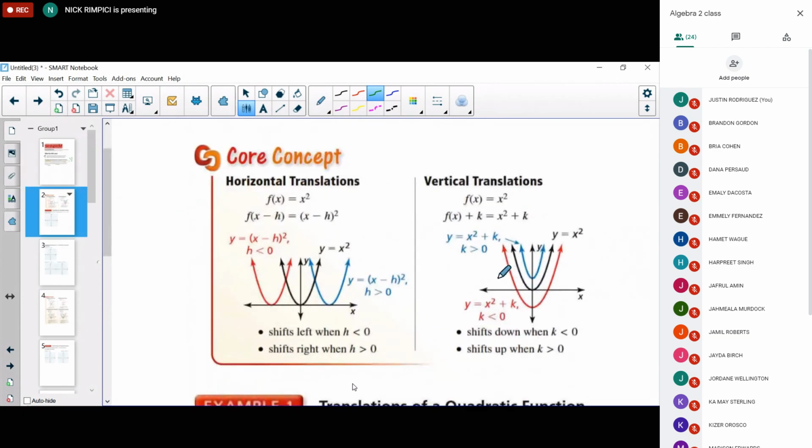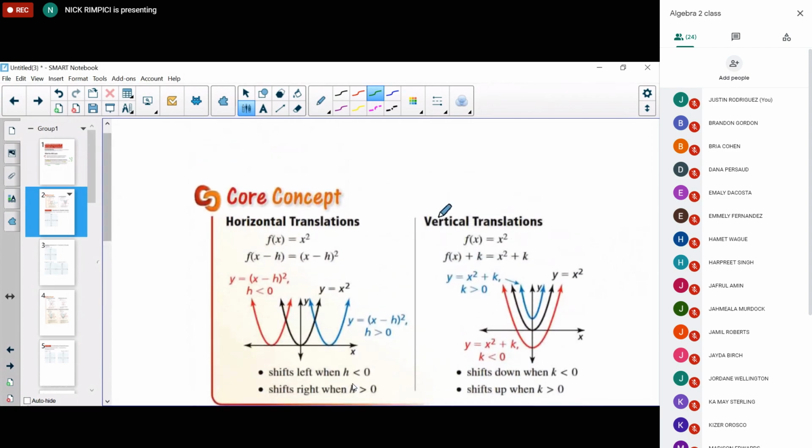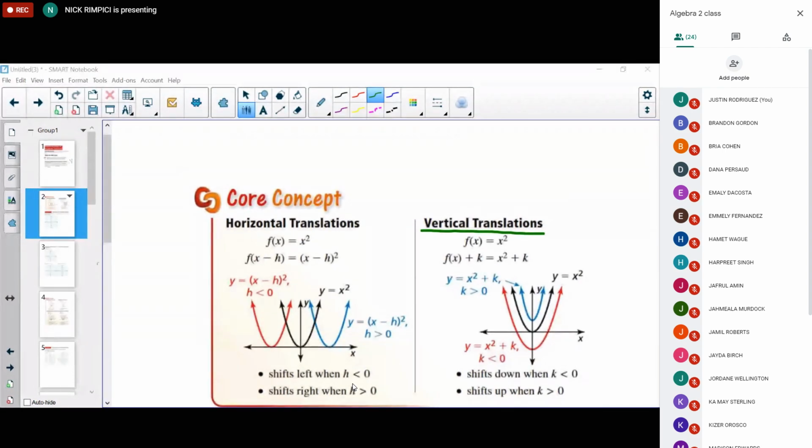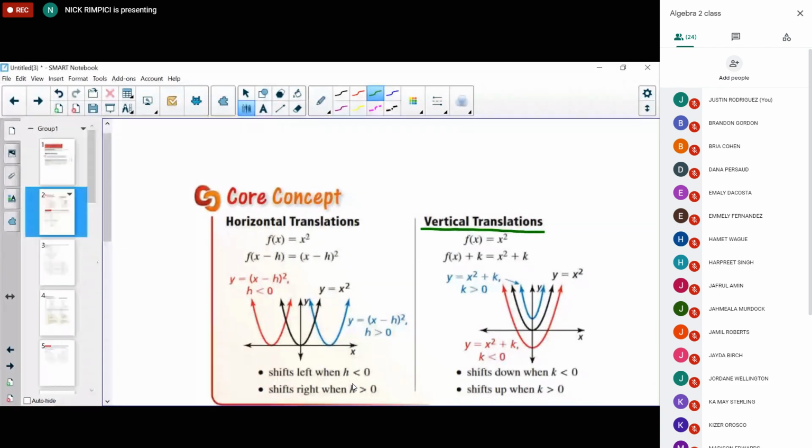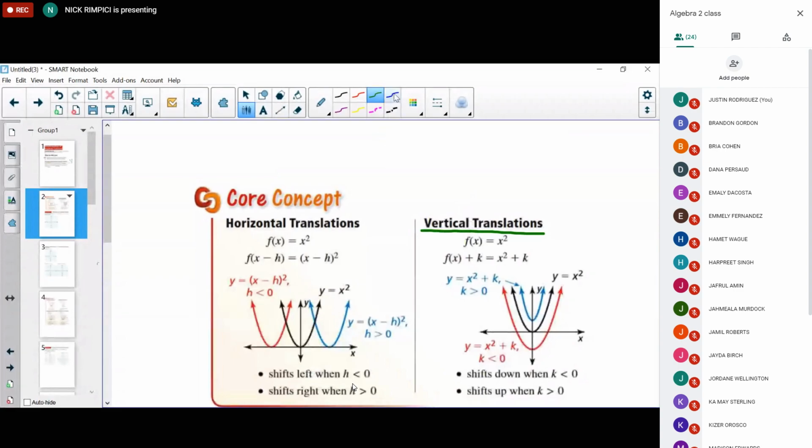I've presented little slides like these before where we've seen vertical and horizontal translations. I'm actually going to start with vertical translations, and then we'll pause, and then we'll take some questions about this if anybody has any. So let's start with vertical.